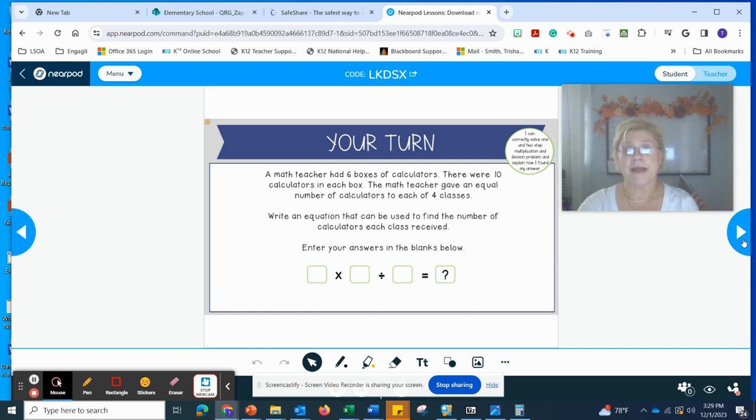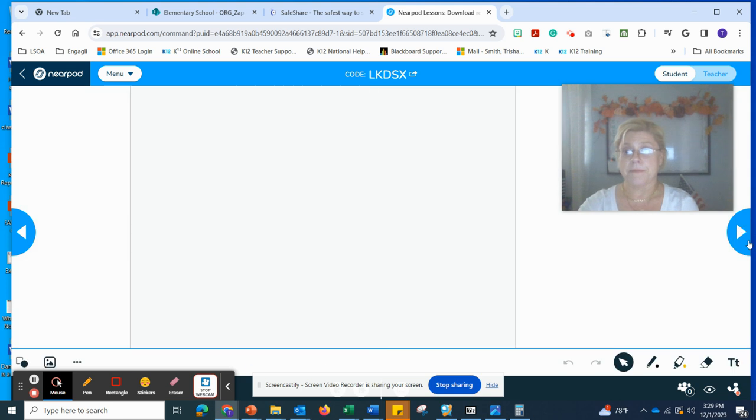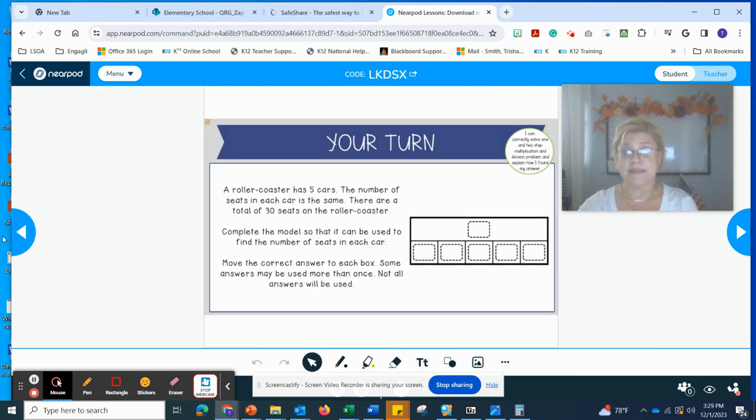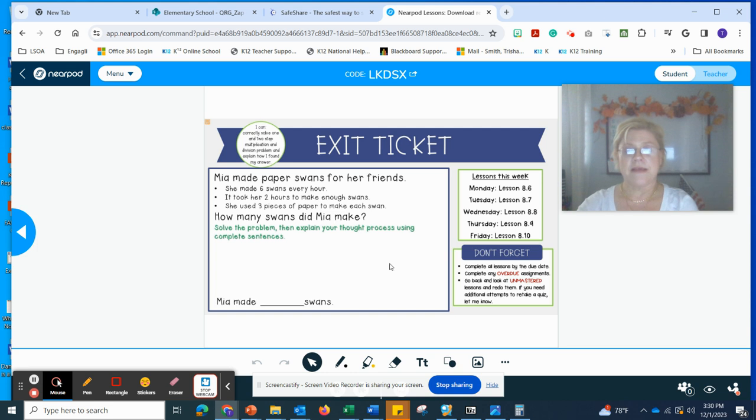A math teacher had 6 boxes of calculators. There were 10 calculators in each box. The math teacher gave an equal number of calculators to each class. Write an equation that can be used to find the number of calculators the class received. Remember, it's not asking you to solve it. It's just asking you to create the equation. I'll delete this one.